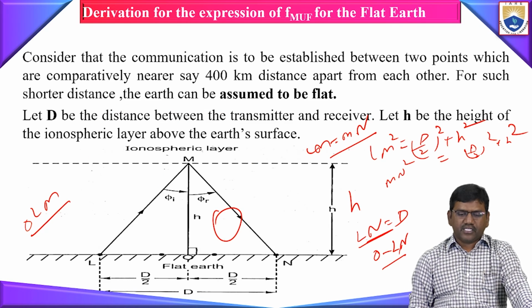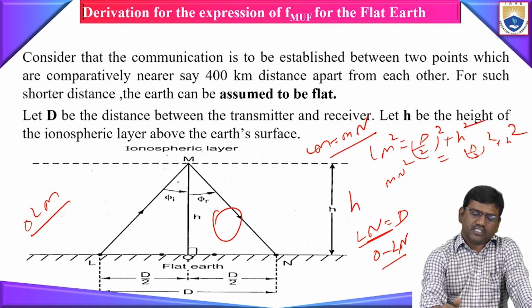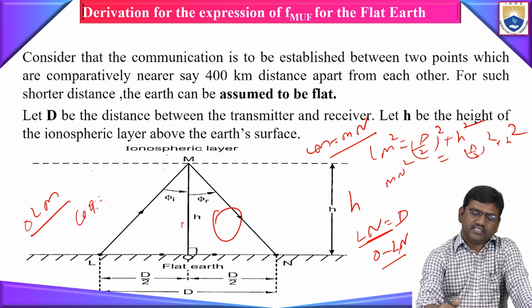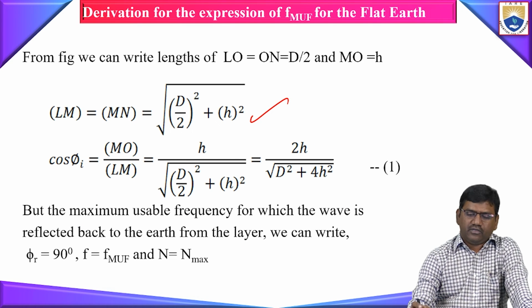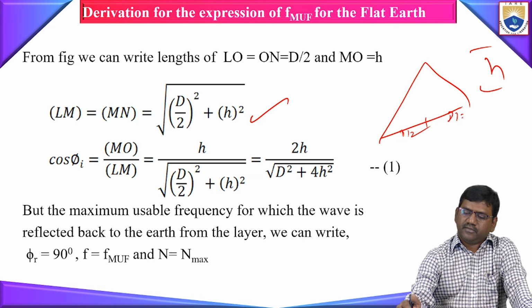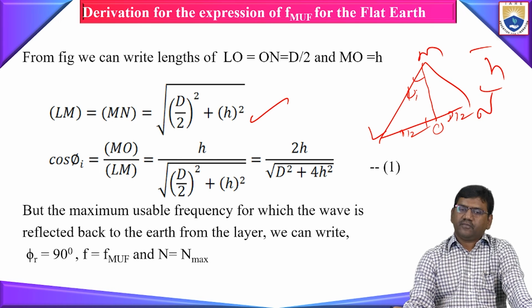And from the figure we can write cos theta I is equal to MO by LM, adjacent side to theta over the hypotenuse. This is the hypotenuse. So MO by LM. MO is nothing but the height here. This is D by 2 and this is D by 2. This is L, this is O, this is M and this is N, and this is theta I. So cos theta I can be written as MO by LM.